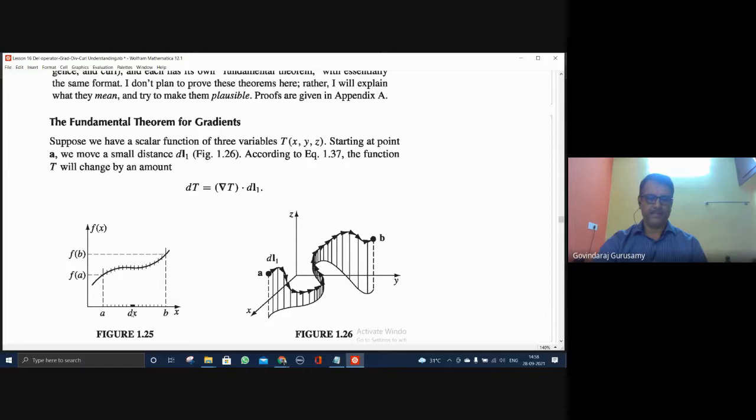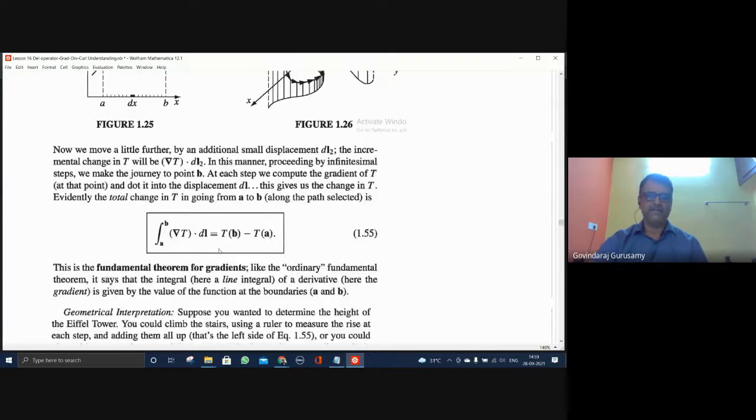This is a scalar function, and this is the vector in the xy direction, and you are moving starting from a position vector a to another position vector b. Starting from this point, you are taking this path. That's how you are moving. Each dl1, dl2, dl3, dl4 goes on, and then you make an integration and you get the value of the function. Let's see what's going to happen.